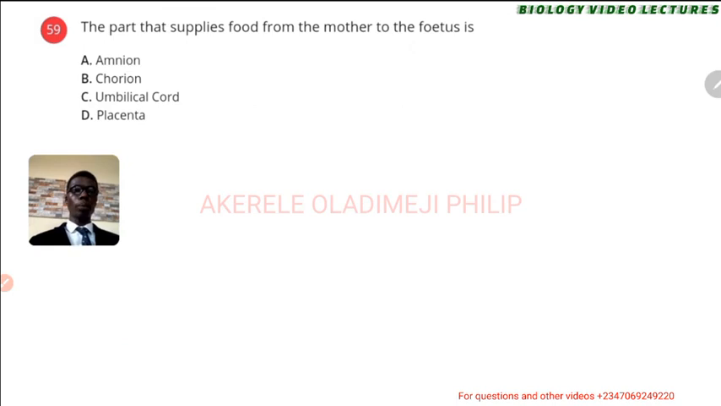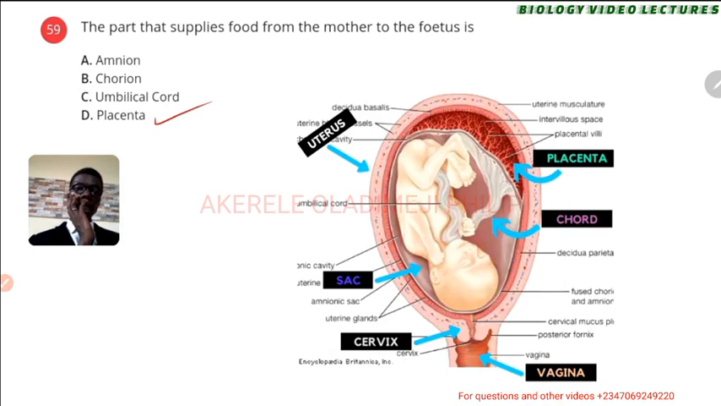The structure that supplies food from the body of the mother to the fetus, that supplies food. That would be the placenta. Yes. The umbilical cord only connects the child to the placenta, but the placenta connects the mother to the child, and that placenta is the one used to send food to the child through the umbilical cord, and the child will also send waste products back to the mother's body through the umbilical cord to the placenta.